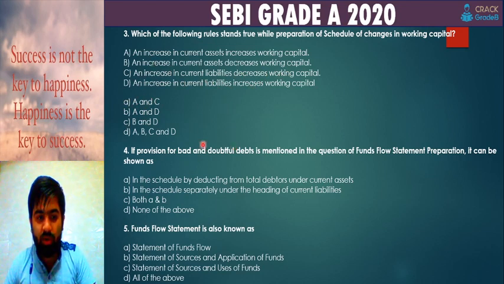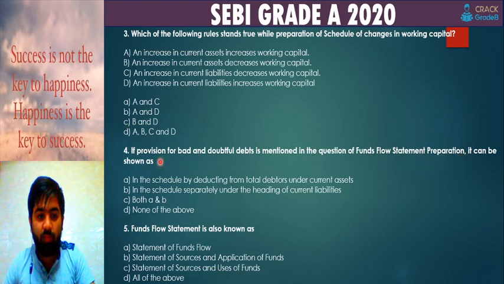Moving to the next question: if provision for bad debts is mentioned in the question of fund flow statement preparation, it can be shown as. So what is provision for doubtful debts? It means we have doubt whether our debtors will be recovered or not. Debtors are the persons from whom we have to recover our money, to whom we made sales earlier. But we have a provision for bad and doubtful debts if we feel that we will not be able to realize money from them. So where should we mention it in the fund flow statement?